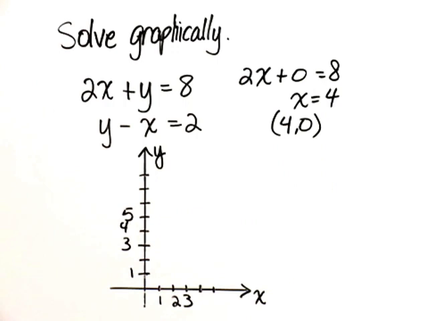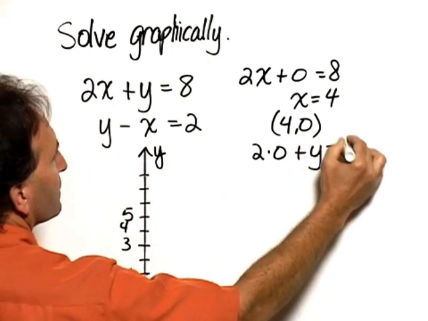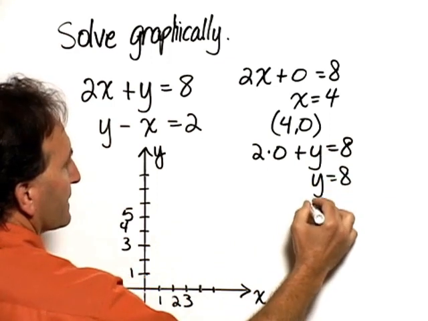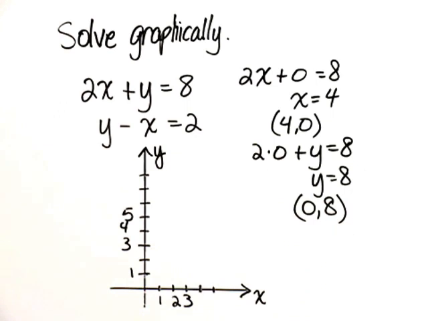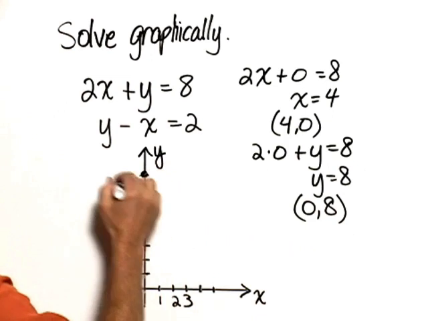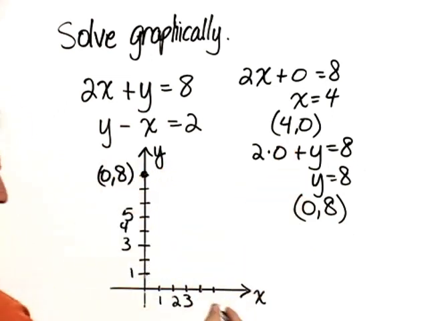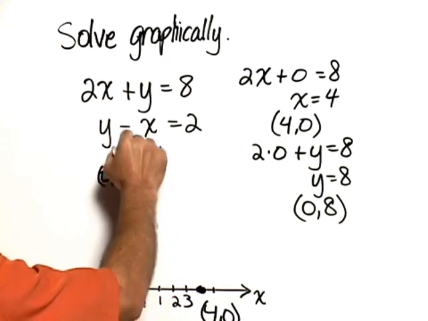Let's now find the y-intercept, which means that we set x equal to 0. So it would be 2 times 0 plus y equals 8. This, of course, is 0, so we get y equals 8, and that would be the intercept, (0, 8). Let's graph those two, starting with (0, 8). It would be right here, (0, 8). (4, 0) would be right here. And then we can draw our line.